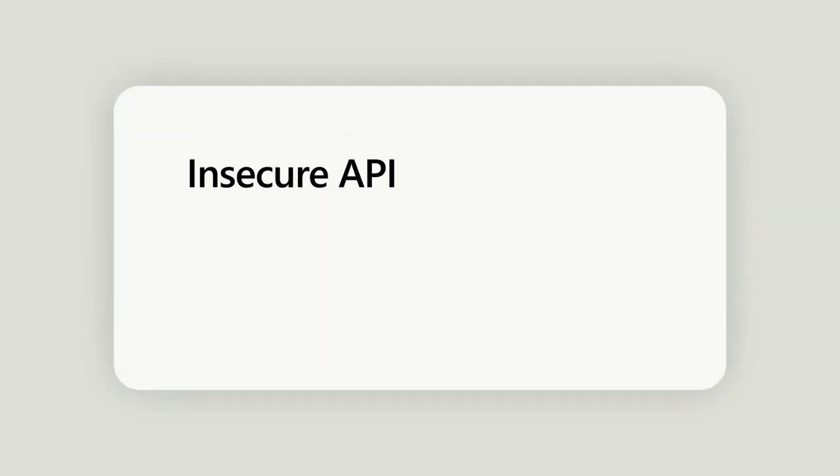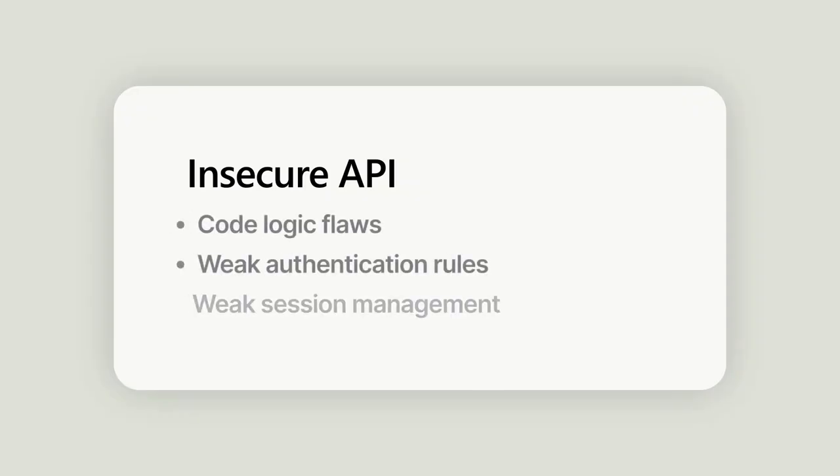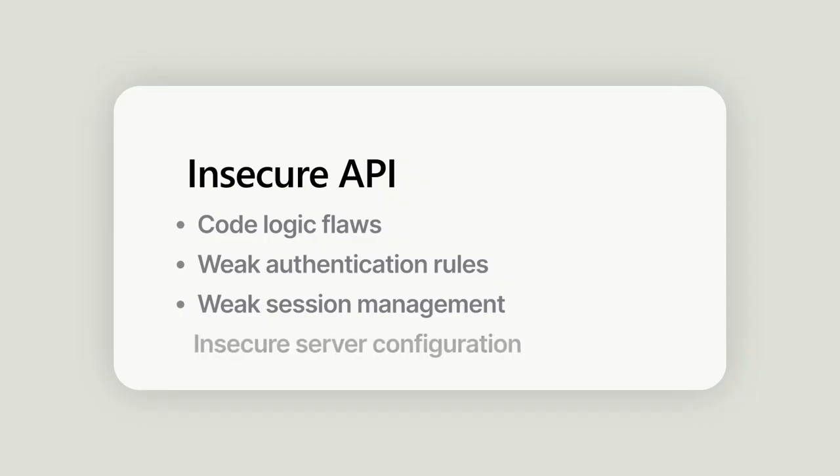For instance, an insecure API can be a backdoor entry point for a hacker. An API, or Application Programming Interface, enables two programs to communicate, but can become insecure if certain security standards are not adhered to. Some threats that can hide inside an API include code logic flaws, weak authentication rules, weak session management, and insecure server configurations, to name a few.